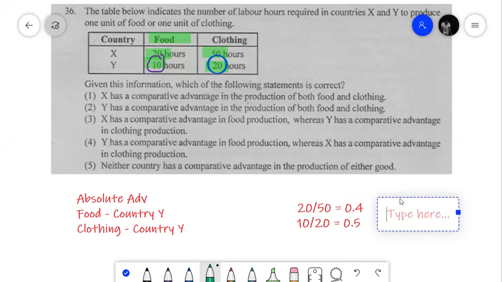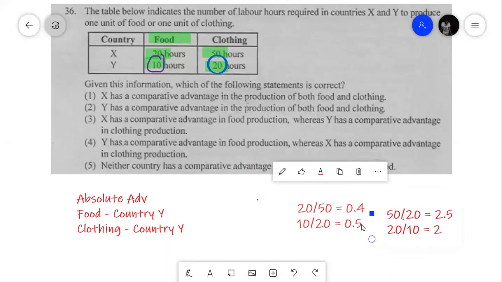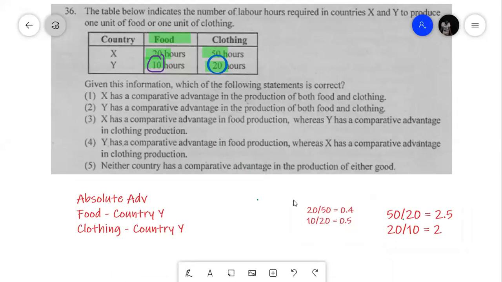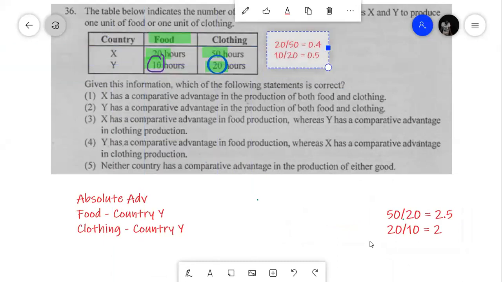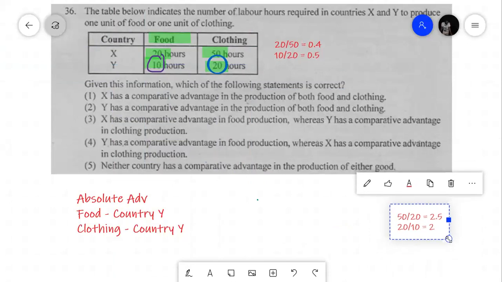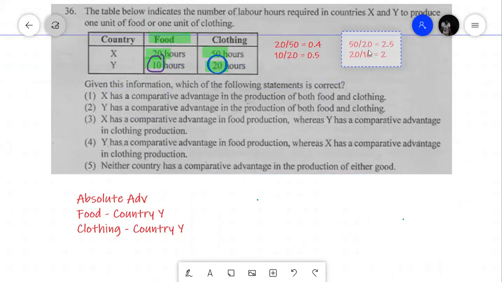If you look at this side of the diagram, country X for clothing is 50 divided by 20, which is 2.5. Country Y for clothing is 20 divided by 10, so 2. Likewise, you have the opportunity cost down here. These are the short forms that I'm hoping whoever taught you would have taught you. So this is the opportunity cost for these things. I'll just put it over here.